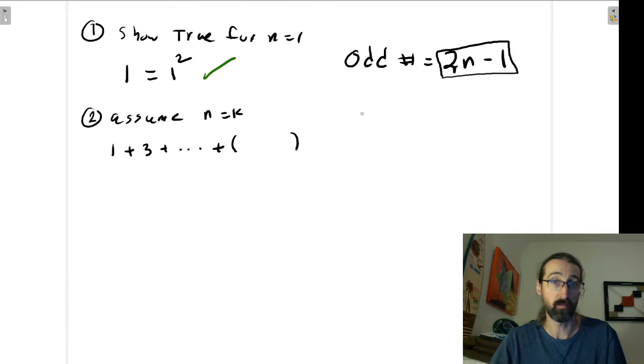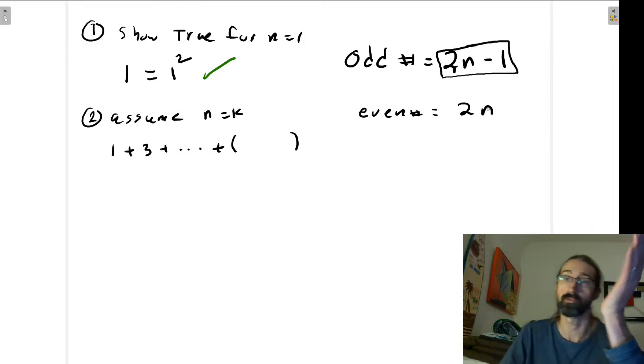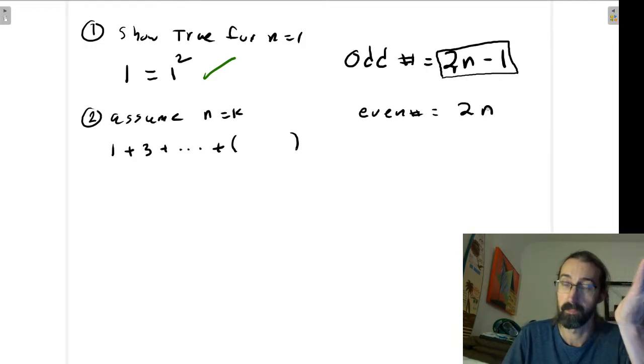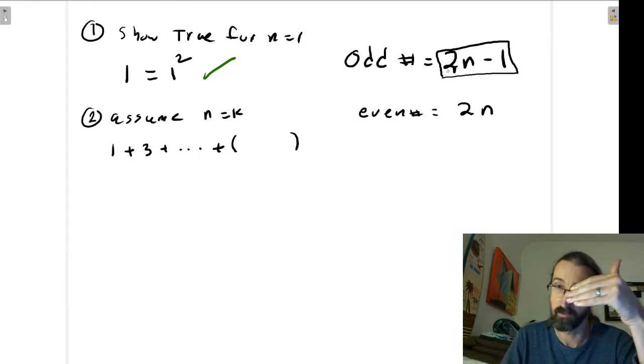Even numbers are anything that is 2 times some number. Even numbers are divisible by 2. For an odd number, take the even number and subtract 1, so it's 1 less, right? So our first odd number, if I plug in a 1 to n, 2 times 1 is 2 minus 1 is 1. First odd number, right?